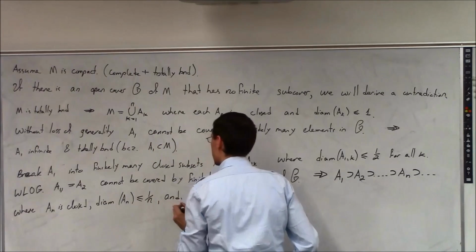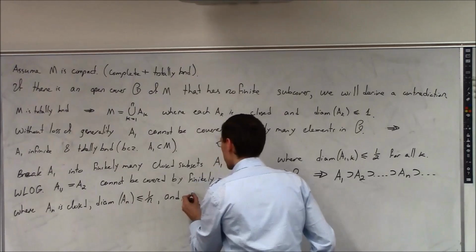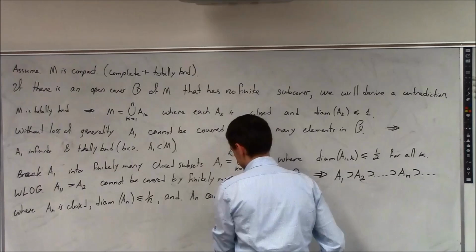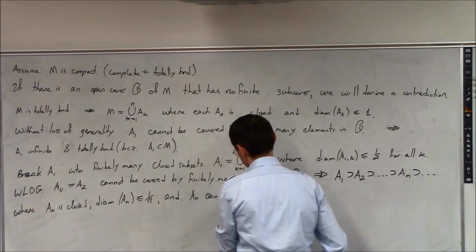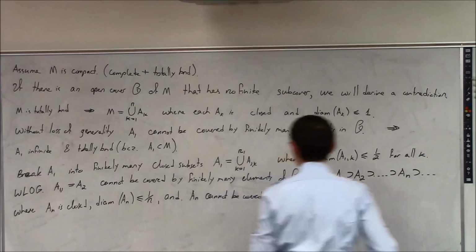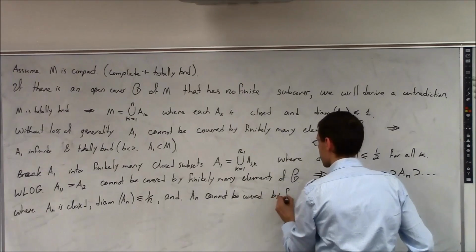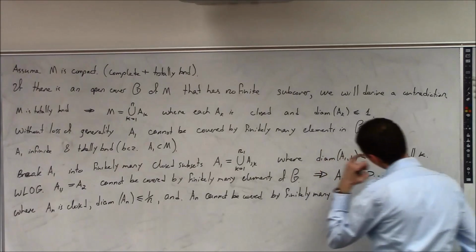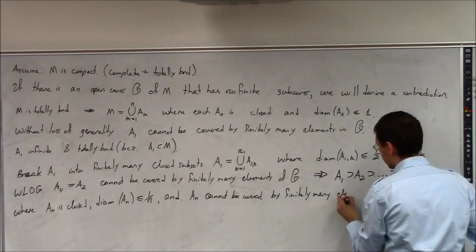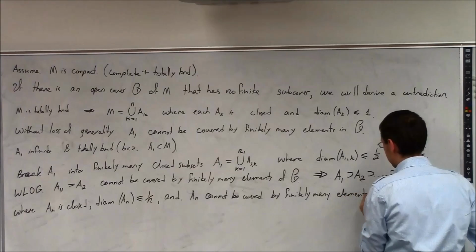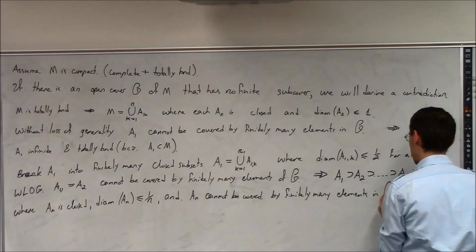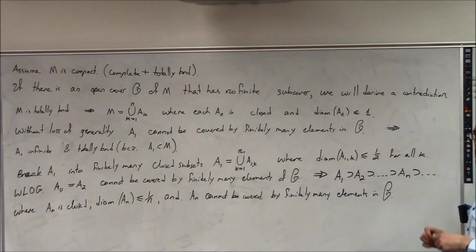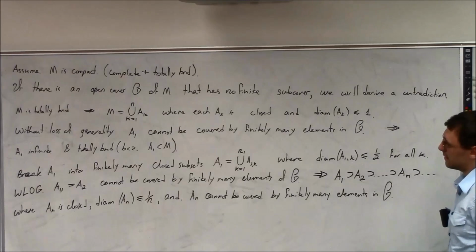and A_n cannot be covered by finitely many elements in G. Can you repeat again why that's true? Why A_2 and in general A_n can't be covered by finitely many? Yes, that's a difficult point.